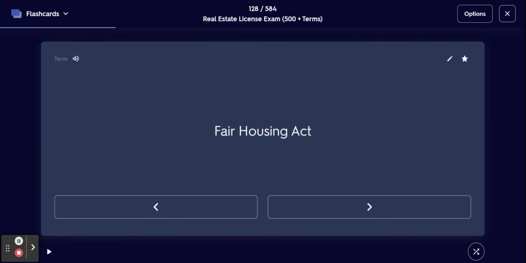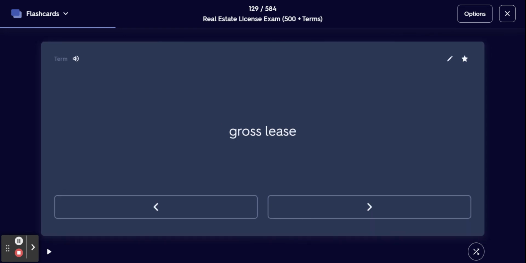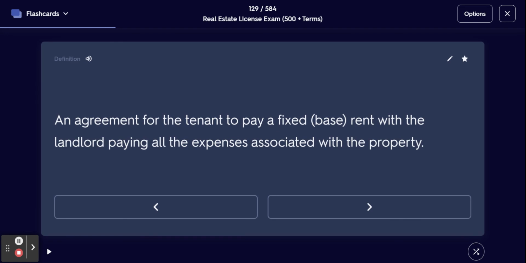Fair Housing Act. Gross lease. An agreement for the tenant to pay fixed rent with the landlord paying all the expenses associated with the property.